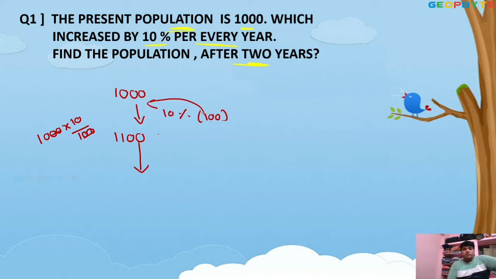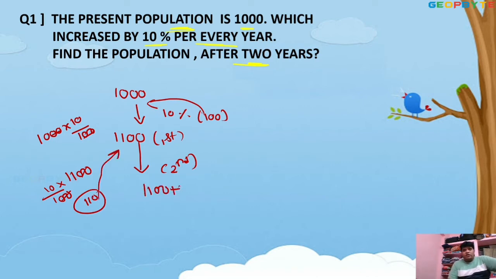This is the first year, this is the second year. So in 1100, 10% is 10 by 100. What is the answer? 110. This 110 is added to the 1100. So 1100 plus 110, the answer 1210 is the population after 2 years. This is concept wise.